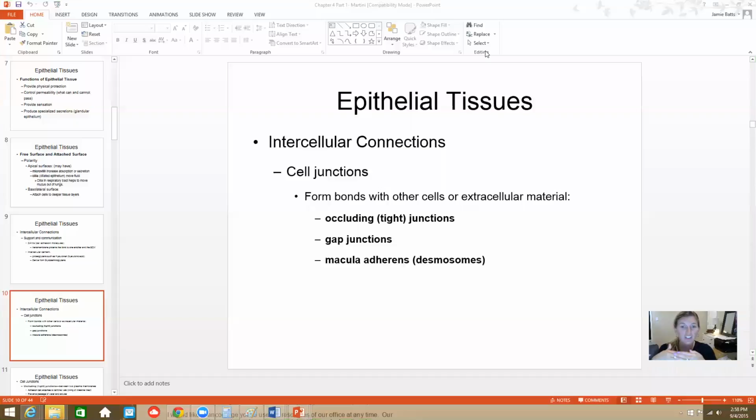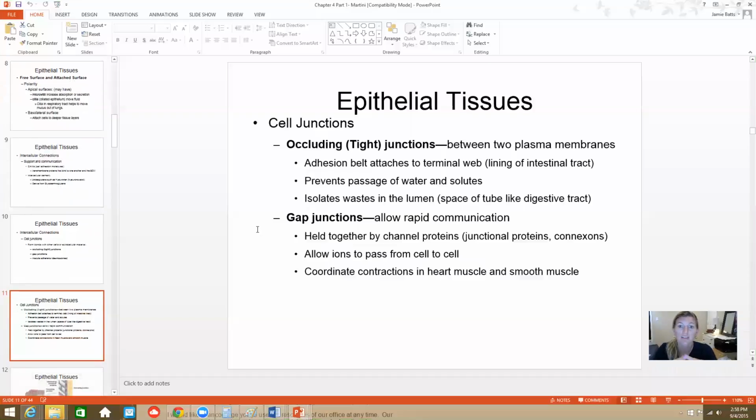So again, we have tight junctions, gap junctions, or there's also little specialized structures called desmosomes. So let's take a look at these structures and what they are. The tight junctions are specialized connections between two plasma membranes. They can form something called an adhesion belt, where the lining of the intestine tract are actually connected together. This is going to prevent water and solutes from getting across the cells. For instance, when that food's passing through the intestines, it's not just going to go right into our body. It has to be absorbed appropriately. So it's basically isolating what's in the lumen of the intestines from the surrounding structures.